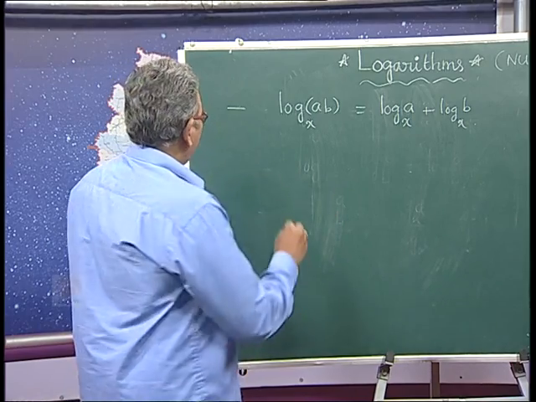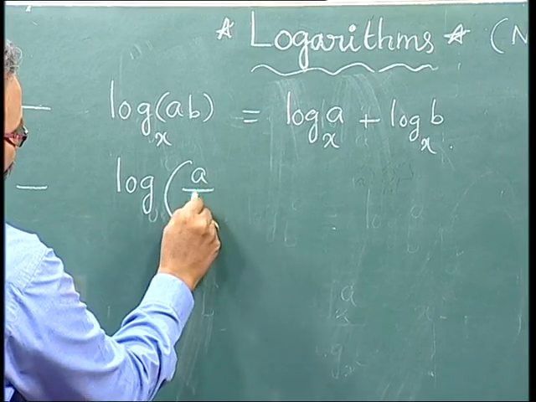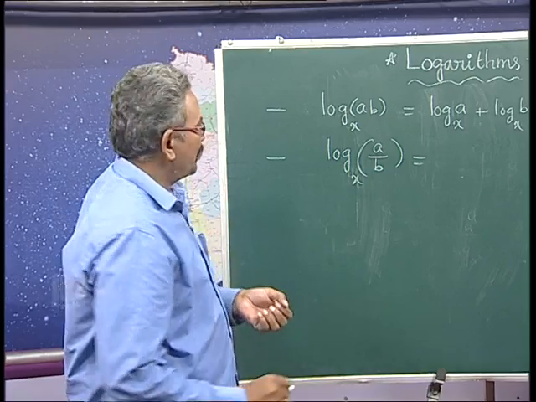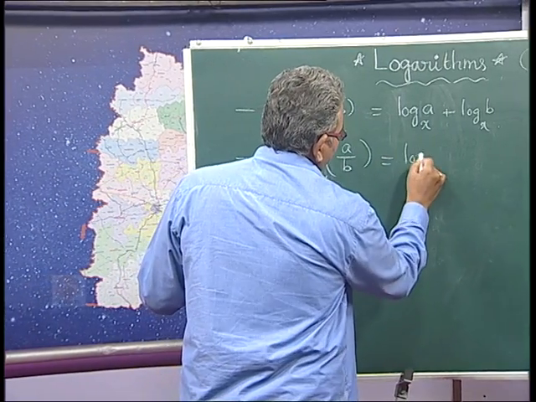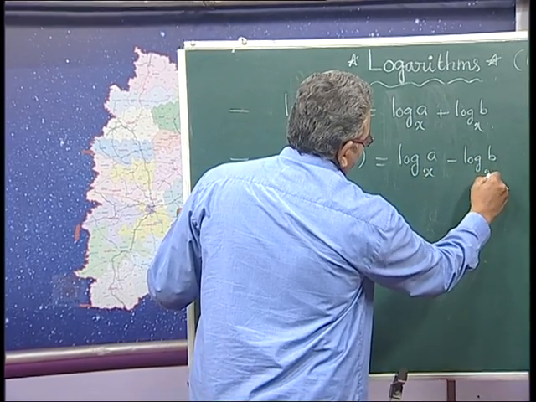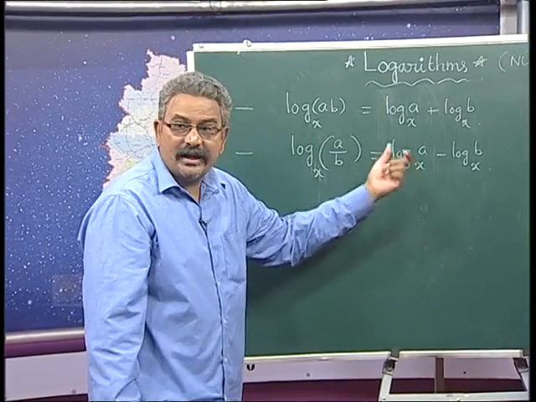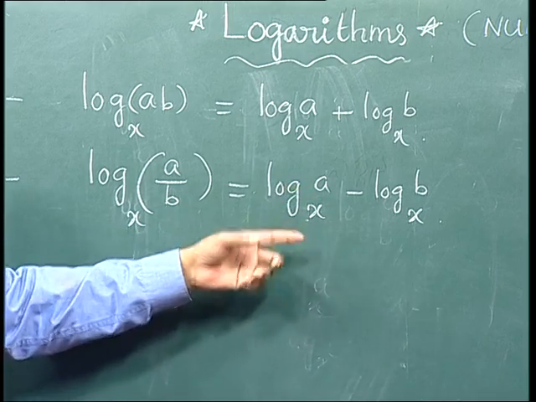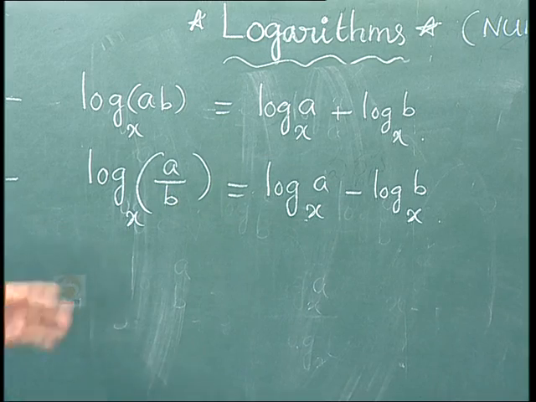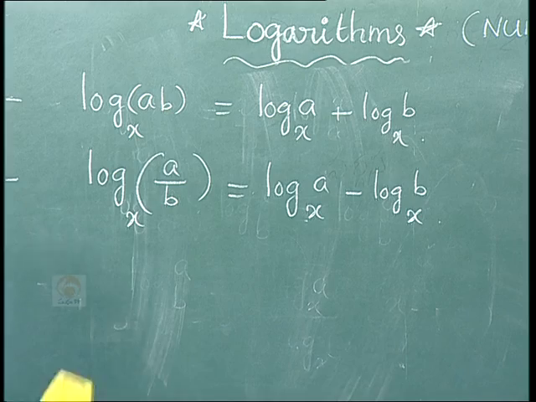Now log of a by b to the base x. You can expect that this can be written as log a to the base x minus log b to the base x. If you want to write log a to the base x minus log b to the base x as a single logarithm, that can be written as log of a by b to the base x.